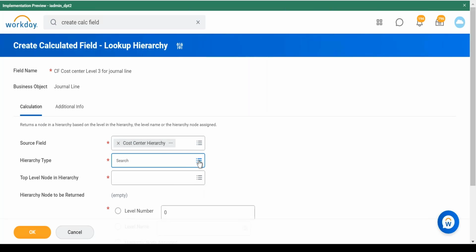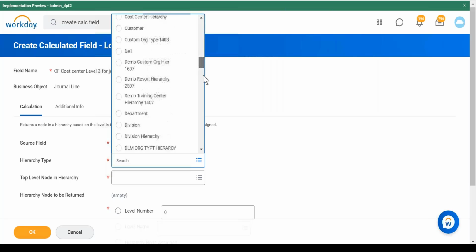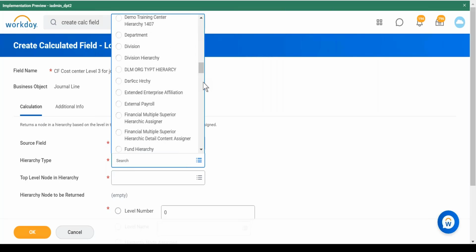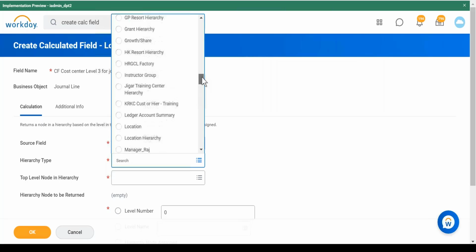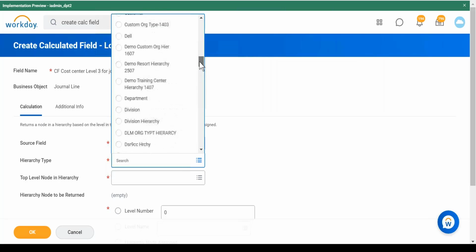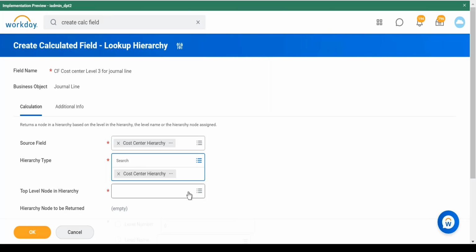Now the hierarchy type over here, you have to select. In Workday, there are different kinds of hierarchy types. So suppose in your particular organization, the cost center hierarchy type has been named as human resource, or maybe your cost center hierarchy has been named as division. In that particular scenario, yes, it's something you have to select. But here I know that in this particular tenant, cost center hierarchy is called cost center hierarchy only, so I don't have to worry about that. I'm mapping it to the same thing.